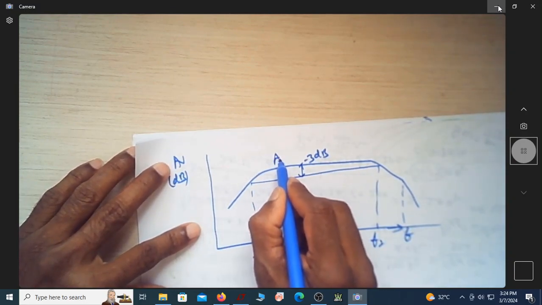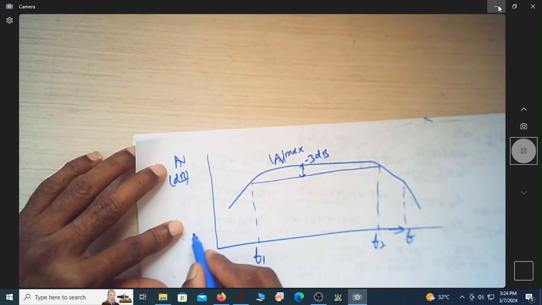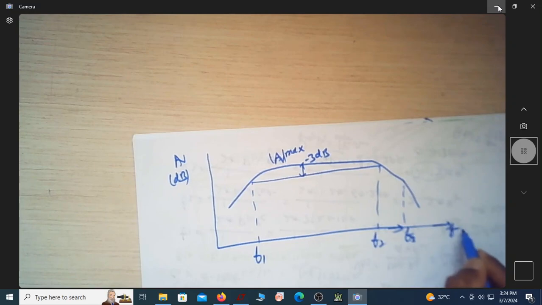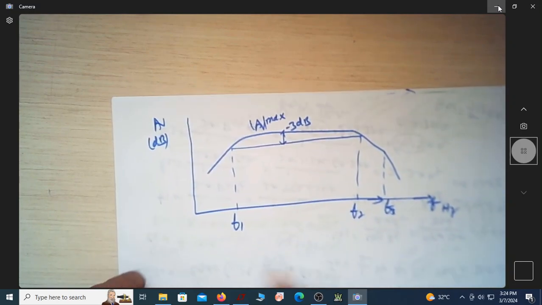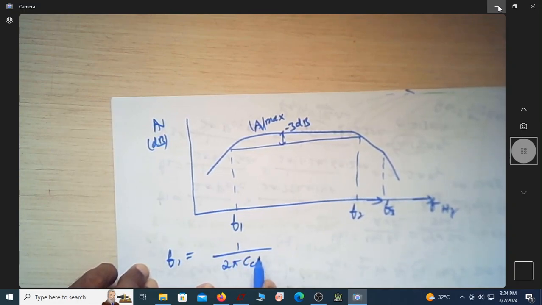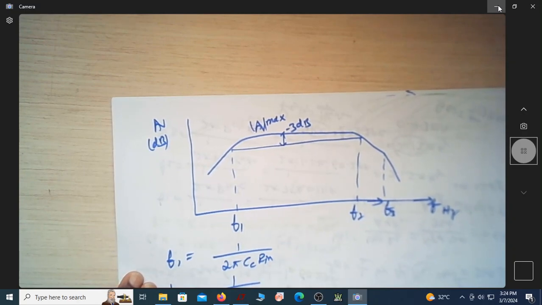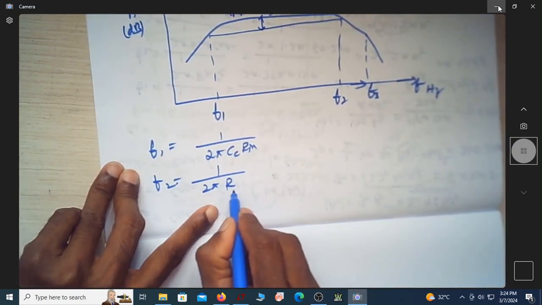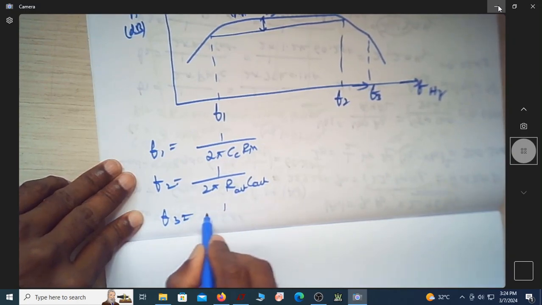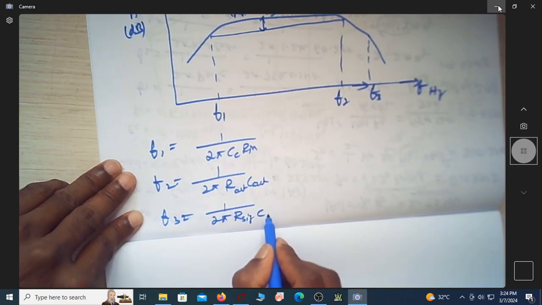This is AV max, the AV max magnitude. And then this is F3. This is frequency in hertz. What is F1? It is 1 over 2 pi Cc R in. F2 is 1 over 2 pi R out C out. What is F3? 1 over 2 pi R signal C in.